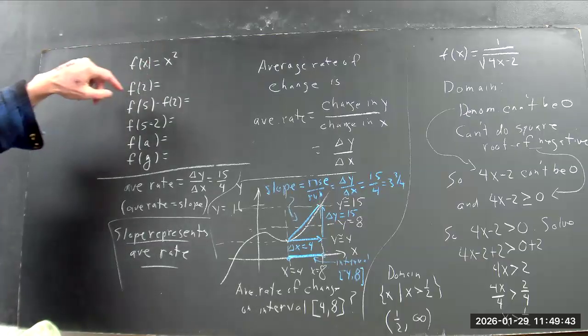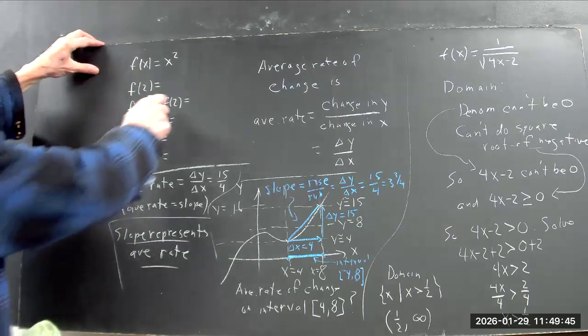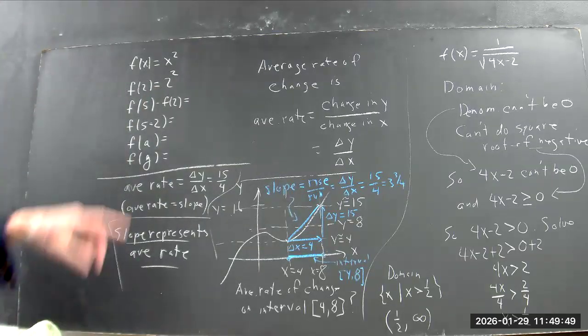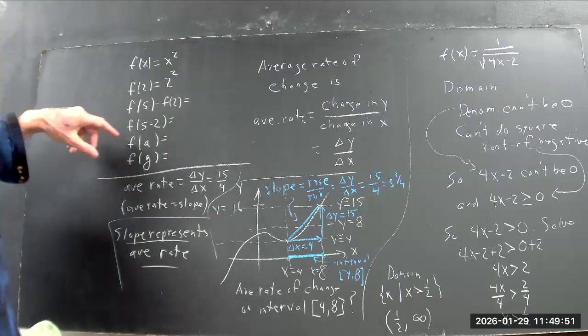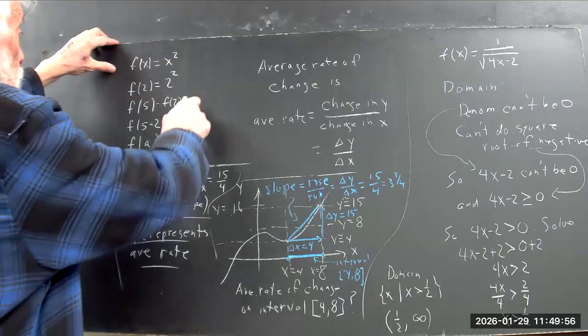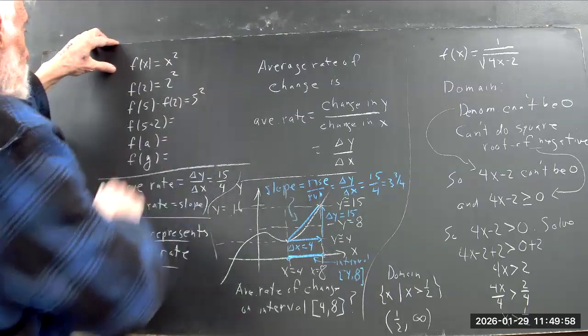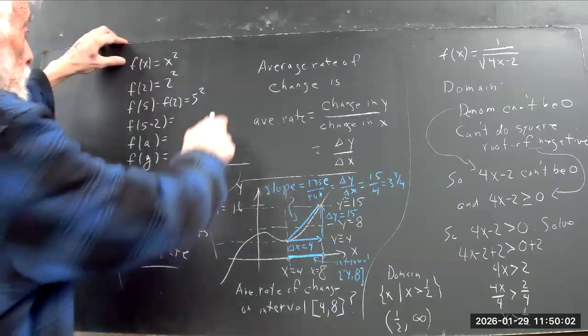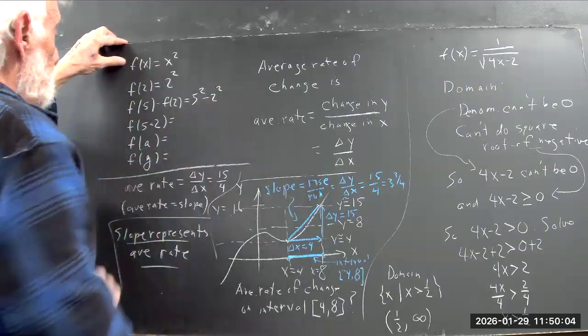f of x equals x squared. What's f of 2? Well, it's 2 squared. What's f of 5 minus f of 2? Well, f of 5, if you replace x by 5, you get f of 5 equals 5 squared. And if you replace x by 2, then it's going to be 2 squared.